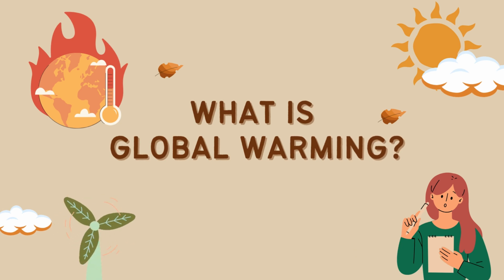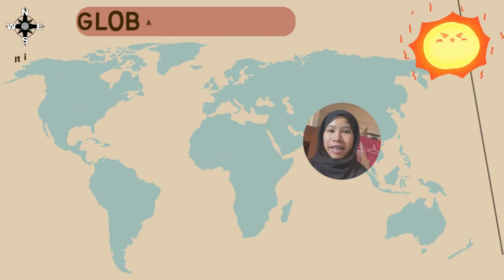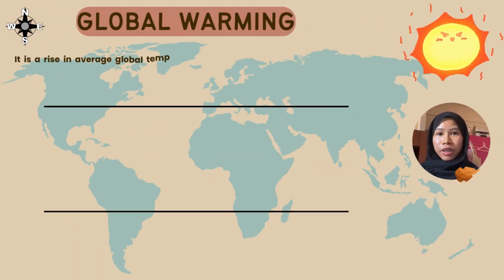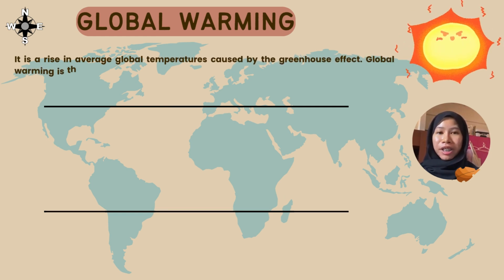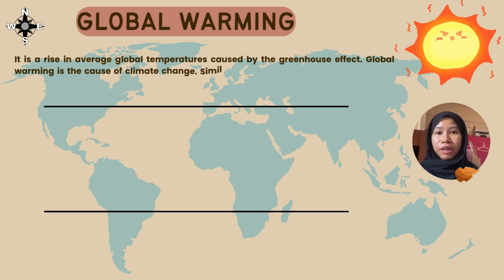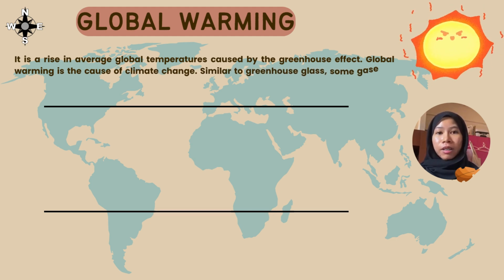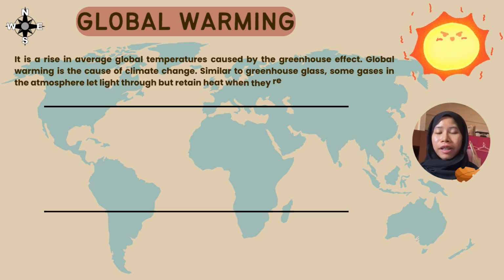What is global warming? It is a rise in average global temperatures caused by the greenhouse effect. Global warming is the cause of climate change. Similar to a greenhouse, some gases in the atmosphere let light through, but retain heat when it reflects back into space.